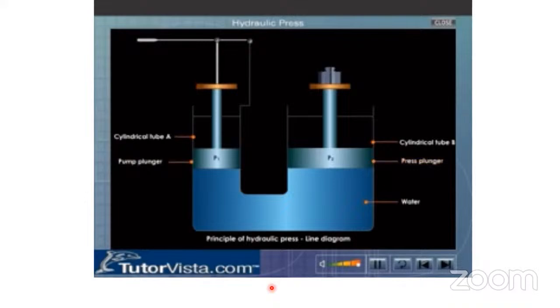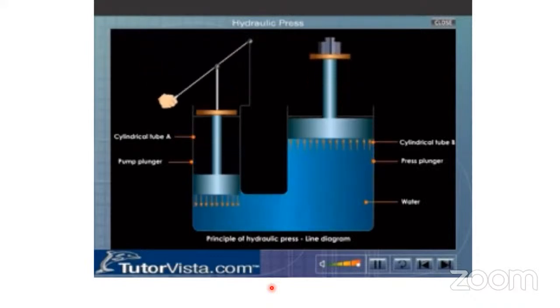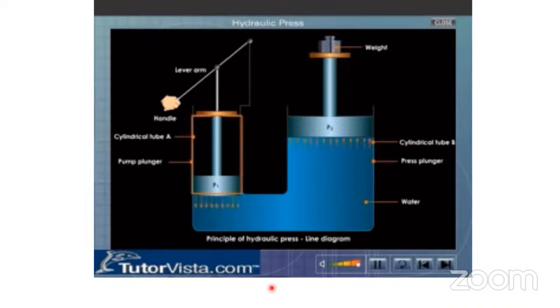To press down or raise the pump plunger, there is a lever arrangement with a handle. Now when a force is applied to the piston P1, it exerts a pressure on the liquid contained in the smaller cylinder or pump plunger. According to Pascal's law, this pressure is transmitted to the piston of the press plunger, due to which the piston P2 is pushed outwards. Since the area of cross-section of the pump plunger is less than that of the press plunger, the applied force is multiplied. Thus, by applying a small force on the smaller cylinder, we can lift or compress a large weight kept on the piston of the press plunger.